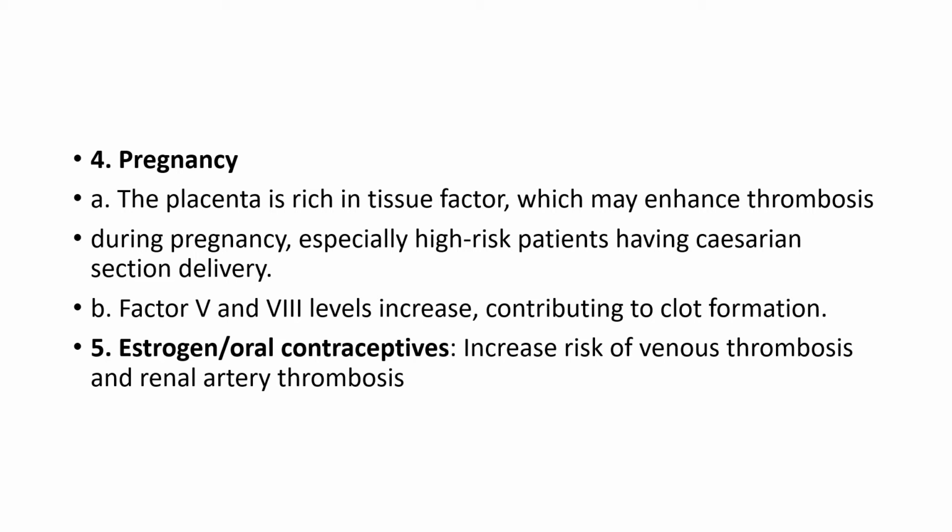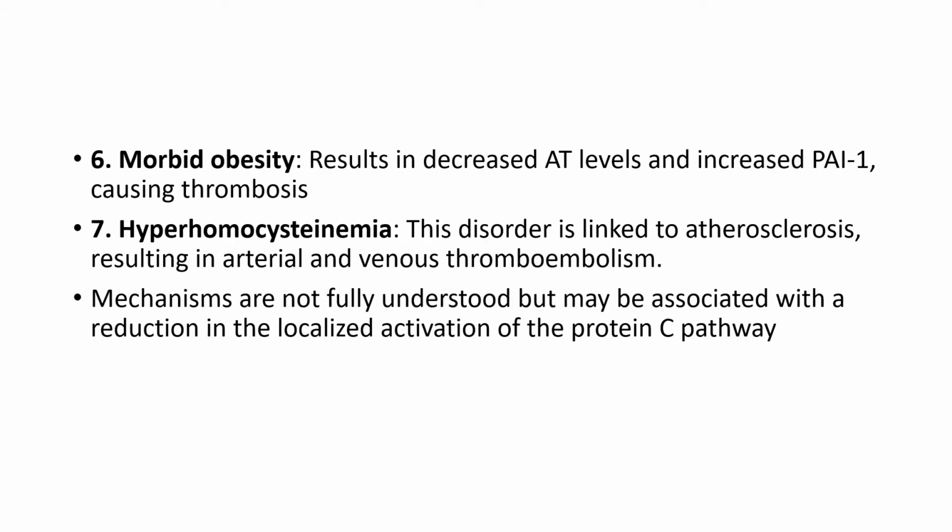Number 5, estrogen. The use of estrogen and oral contraceptives can also increase the risk of venous thrombosis, even renal artery thrombosis. So caution should be given to women taking this kind of medications. Number 6, morbid obesity. When the person is too obese, it may result in altered antithrombin levels and increased PAI-1, and it may lead to thrombosis. Hyperhomocystinemia, which is associated with atherosclerosis. If you remember, atherosclerosis is when cholesterol is deposited in the wall of the arteries, and it may result in arterial or venous thromboembolism. The mechanisms are not fully understood but may be associated with the reduction of and local activation of protein C.